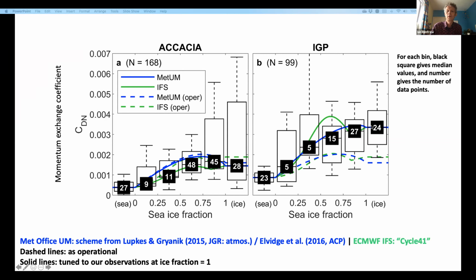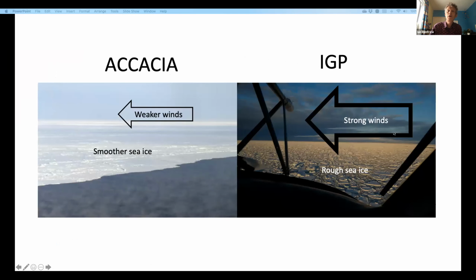And that's because for the IGP, the average sea ice was much rougher. So we typically had stronger winds and a much rougher sea ice over this IGP campaign, as you can see from the two photos here.